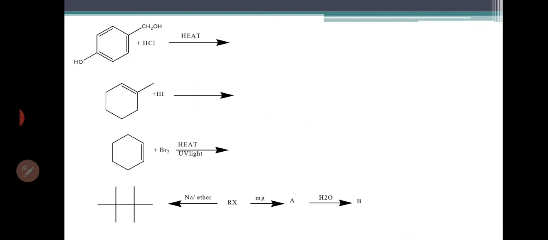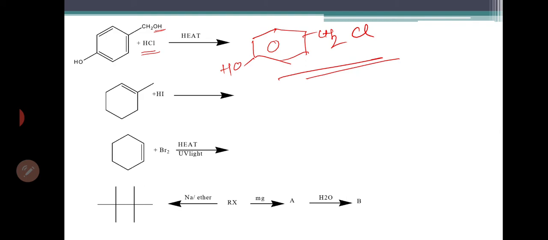Okay. Now next, here again with HCl, we are heating this with HCl, so passing your alcohol through hot HCl. What happens is the alkyl OH will get replaced by Cl, and the phenolic OH will have no change. So phenolic OH will remain as it is, but the CH2 OH will get replaced by Cl. So this is the product that we are going to get when we do this reaction.